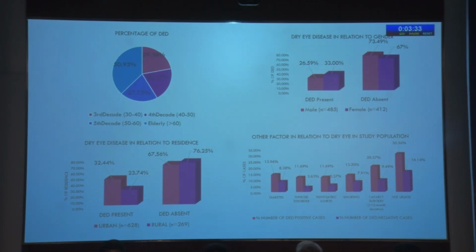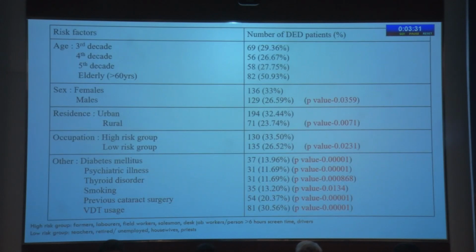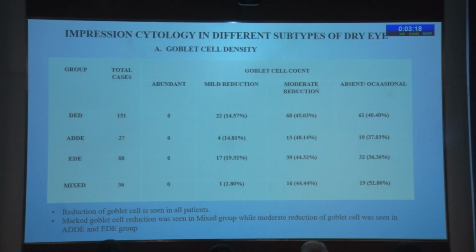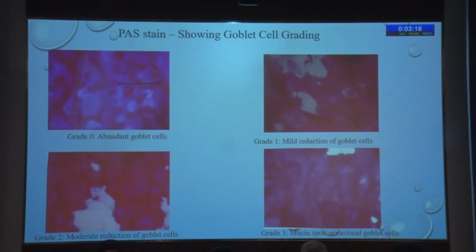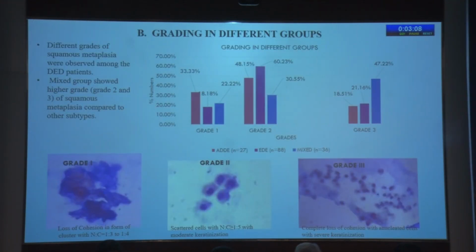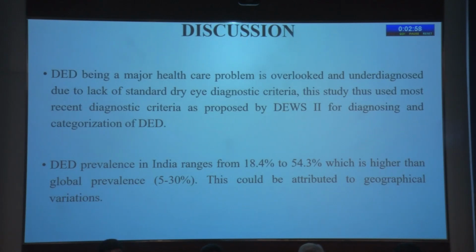It was found more prevalent among females and urban dwellers, and diabetes, psychiatric illness, thyroid disease, smoking, history of previous cataract surgery more than 12 years ago, and use of visual display terminal devices were found as significant associated risk factors. The impression cytology in different subtypes of dry eye showed a reduction in goblet cells, and a marked reduction was seen in the mixed variety of dry eye. And this slide depicts the grading. We found different grades of squamous metaplasia among dry eye patients, and the mixed variety showed a higher grade of squamous metaplasia compared to other subtypes.